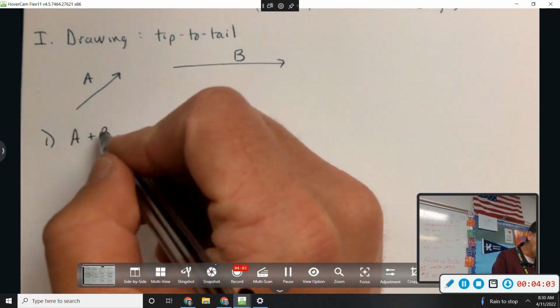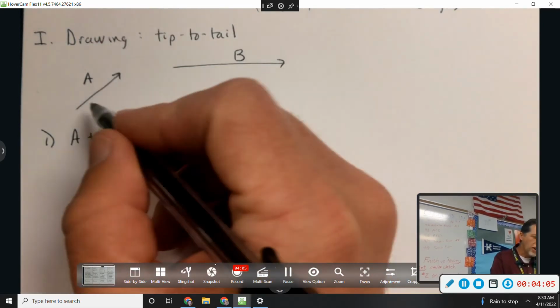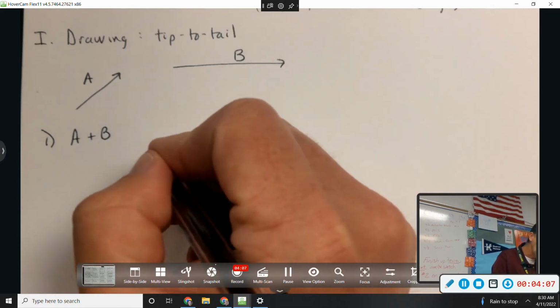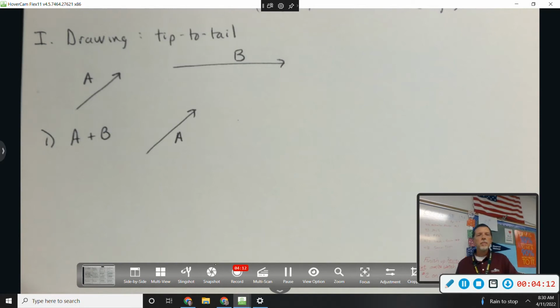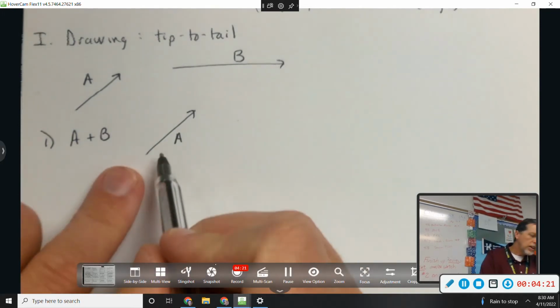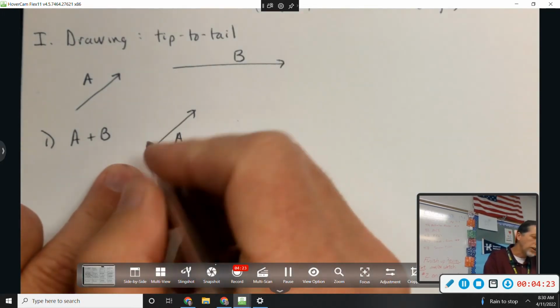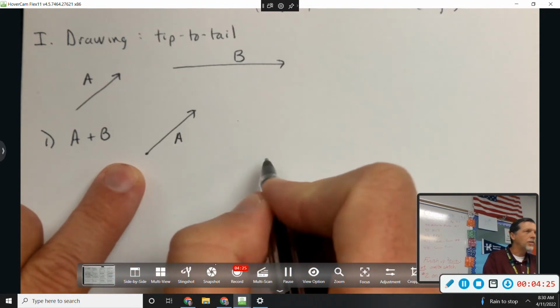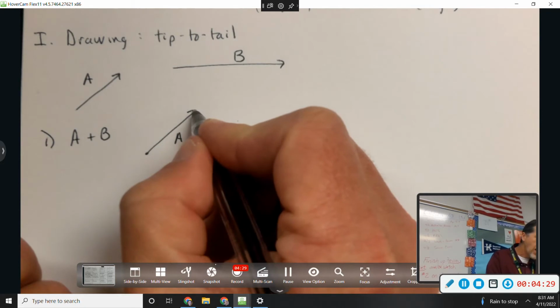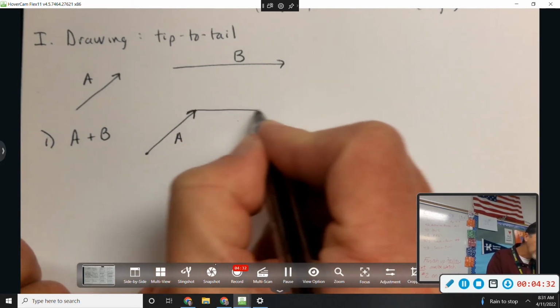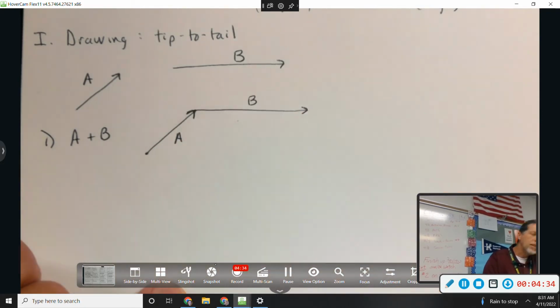So A plus B. Vectors are like following directions. That means go A and then go B. So there's A. And the big thing is to put the start of B at the end of A, just like you're following directions. If I tell you how to get to my house, you don't go back to the starting point every time and go, each step. You take the next step from where you land. So you go A, and then from the end of A, we'll put B on the end of that.